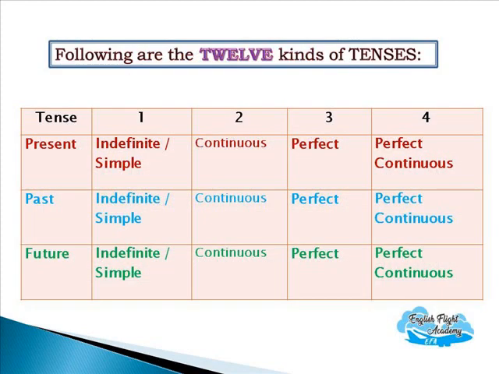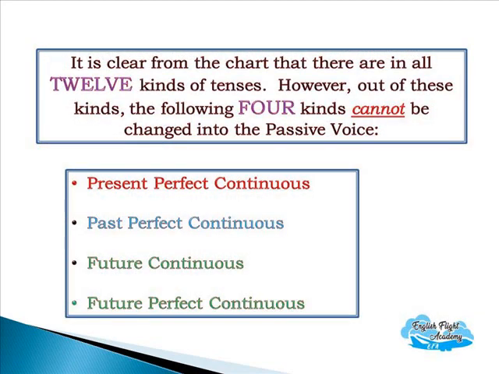As you know pretty well, tenses are of 12 kinds, right? Simple present, present continuous, present perfect, and present perfect continuous. Simple past, past continuous, past perfect, and past perfect continuous tense. Simple future, future continuous, future perfect, and future perfect continuous tense. So it's very clear, my dear students, from the chart that there are in all 12 kinds of tenses.